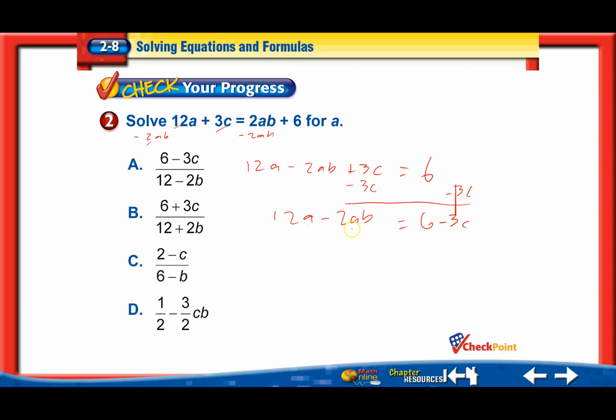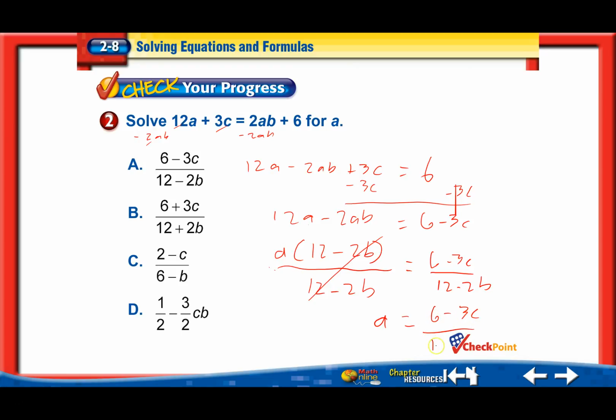From here, I can take the a out of both sides, both terms, and distribute that out. And then divide by 12 minus 2b. I should have technically brought that down. And then divide by 12 minus 2b. And my answer is going to be a, because those will cancel, equals (6 minus 3c) over (12 minus 2b). Sweet, I even had it in the right order.